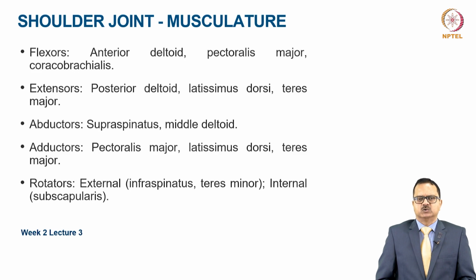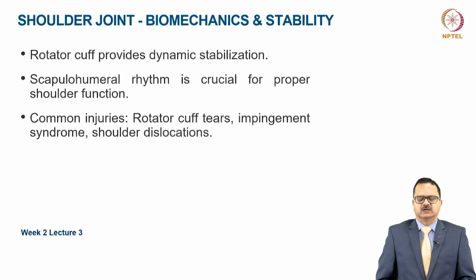The rotators of the shoulder are infraspinatus and teres minor being the external rotators and the subscapularis being the internal rotator. The rotator cuff provides dynamic stabilization during movement and during activity. There is something called scapulohumeral rhythm, which is crucial for proper shoulder function.